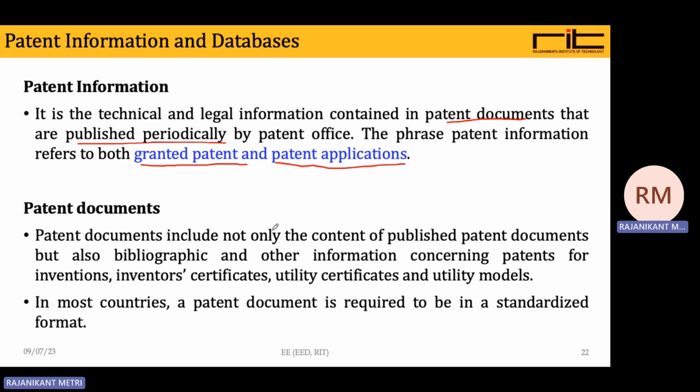So patent documents include not only the content of published patent documents but also bibliographic and other information concerning patents for invention, inventor certificate, utility certificate and utility models. In most countries, a patent document is required to be in a standardized format. And what is that standardized format? We'll see one by one.